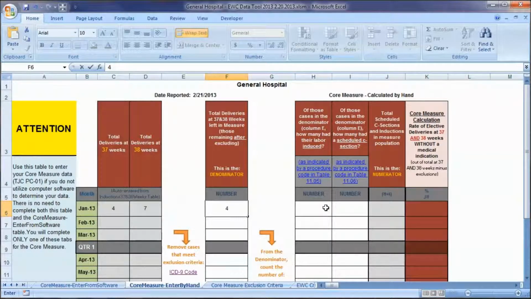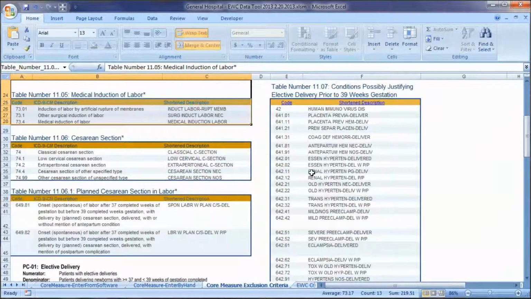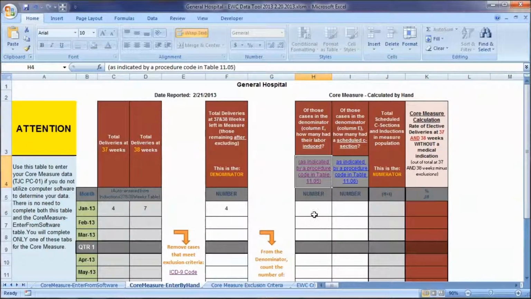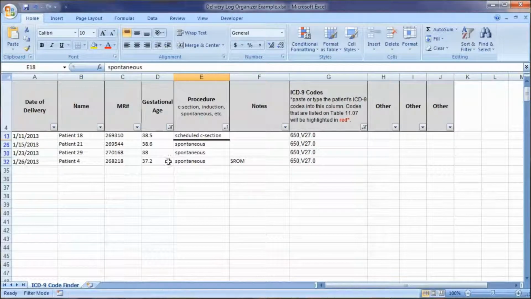For PC01, an induction is considered any woman that has one of these 3 procedure codes documented in the medical record. Documentation of any one of these 3 codes would put a woman in the induction column on the core measure enter by hand table. I know from my delivery log that none of those 4 women had an induction, but it does appear that one had a scheduled C-section at 38 weeks, and there is no documented indication.